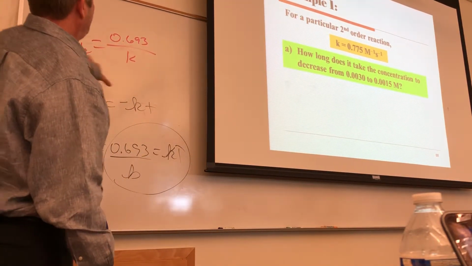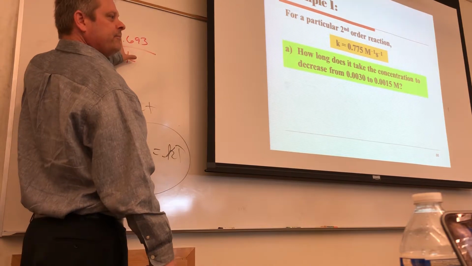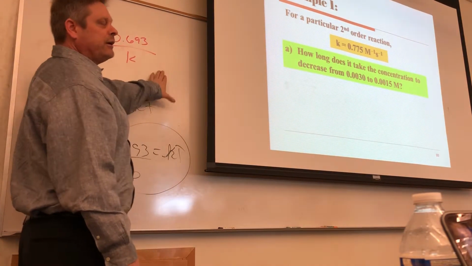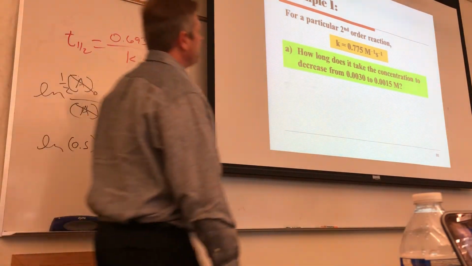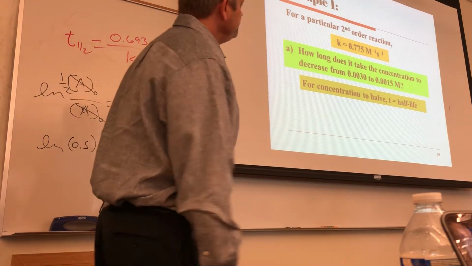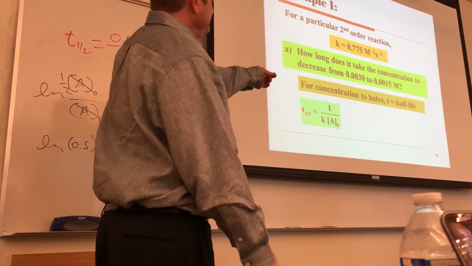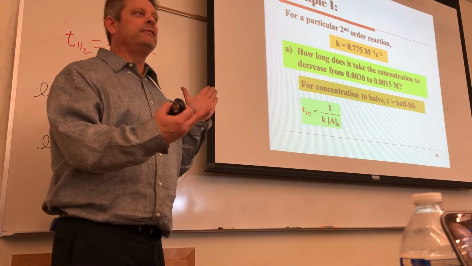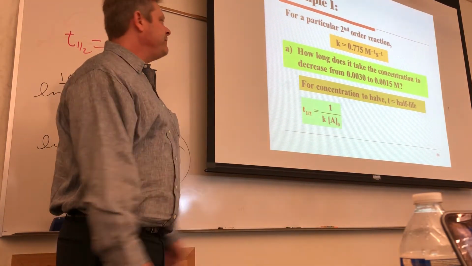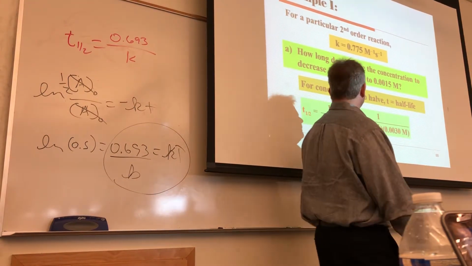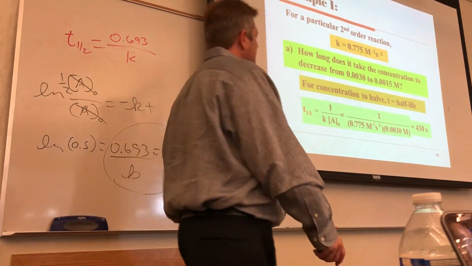We didn't write it down. T1/2 equals, what was up top? 1 divided by K times the initial concentration. Simple, I have the initial concentration. So, there we go, just like that. Could I use the whole thing? Yes. Are you taking a big risk of making mistakes? Yes. Okay, so then I just plug in, chug, and I get 430 seconds.